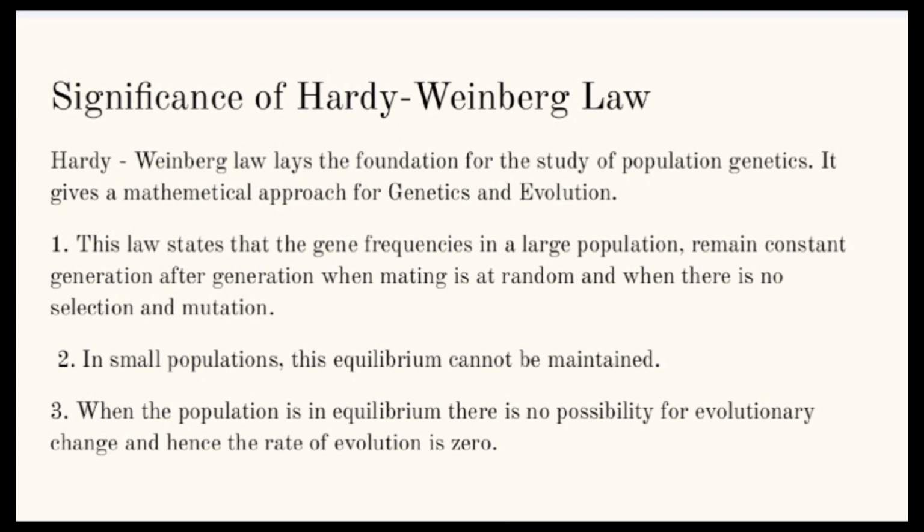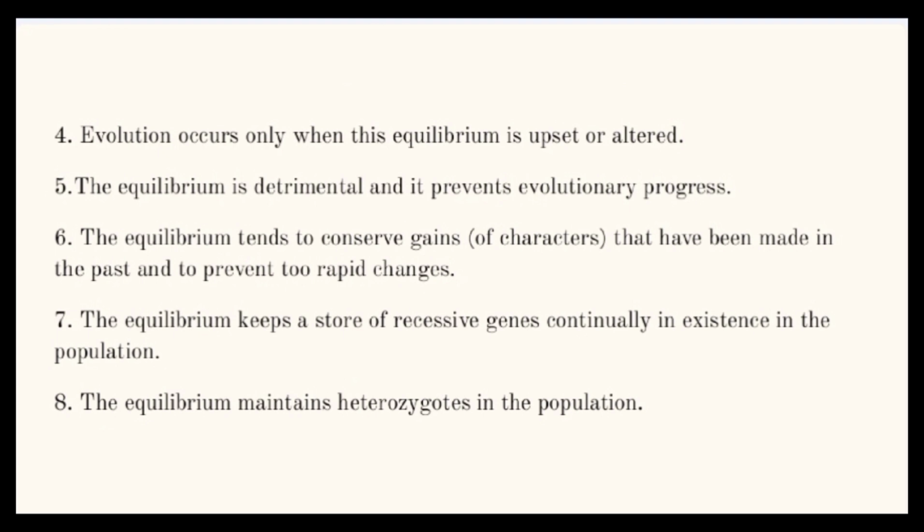This law states that the gene frequencies in a large population remain constant generation after generation when mating is at random and when there is no selection and mutation. In small population, the equilibrium cannot be maintained. When the population is in equilibrium, there is no possibility for evolutionary change and hence the rate of evolution is zero. Evolution occurs only when this equilibrium is upset or altered.